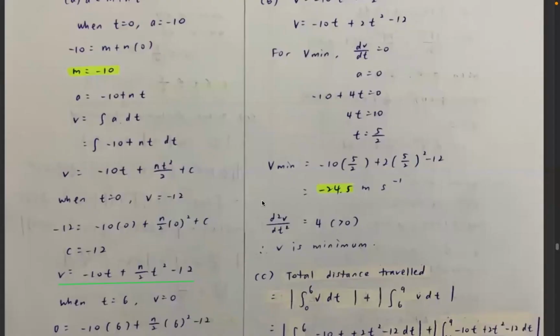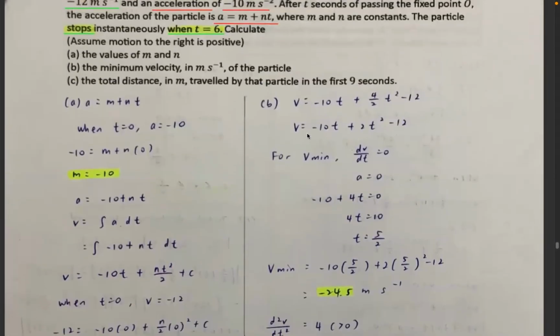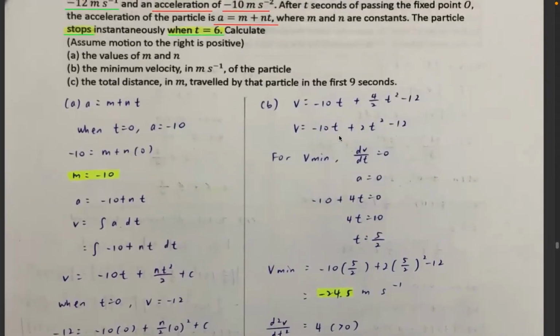B. This is the velocity function. We found n equals 4. So first of all, let's substitute n equals 4 back into the velocity function. So we will have V equals -10t plus 2t squared minus 12.